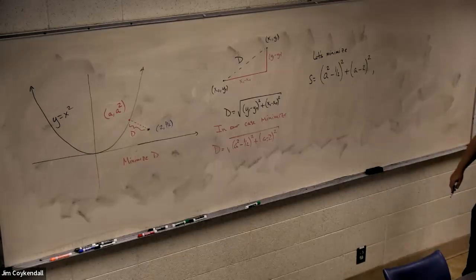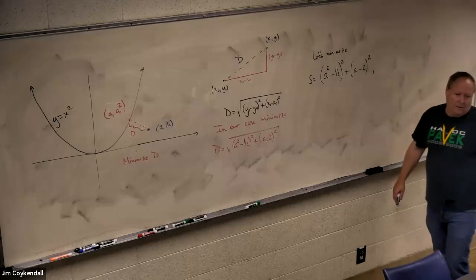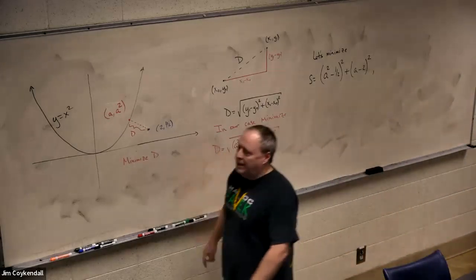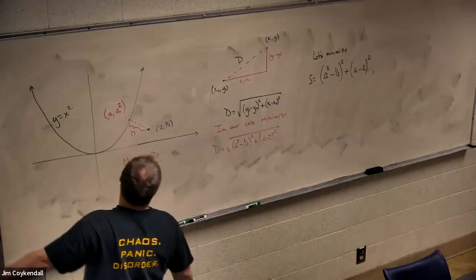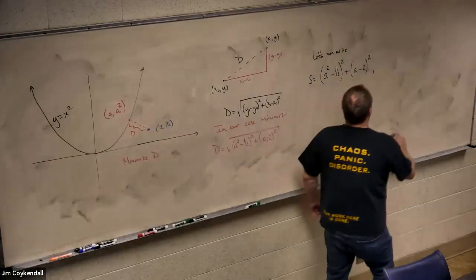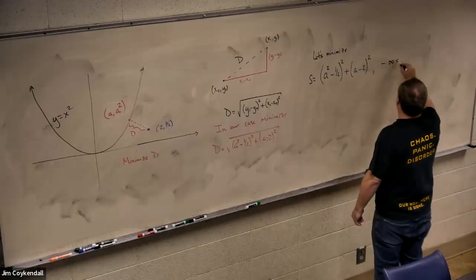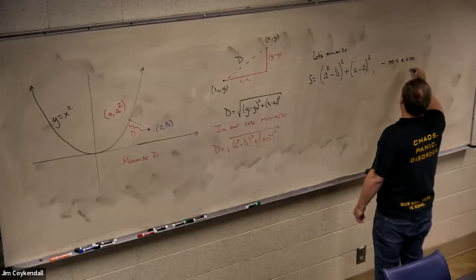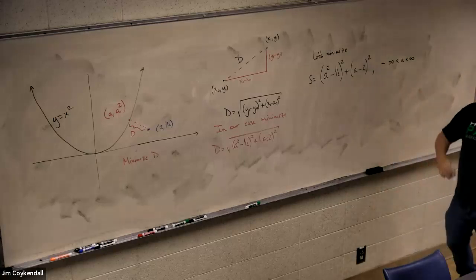I always want to know my playground. What's my playground? Yeah, A can be anything, right? A is the x coordinate of this point. It can be 3 miles over here, or it can be way over here. It can be any number.